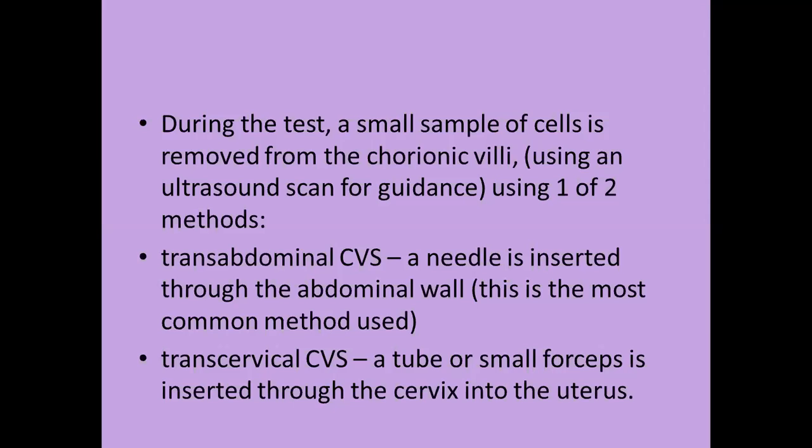They're not getting fluid. So the first way in which they can do this is called transabdominal chorionic villus sampling, where a needle is inserted through the abdominal wall. And this is the most common method used. And it is guided into the chorion, into the chorionic villi of the placenta, and then it just aspirates or sucks out some of the cells there. Or there's a method called a transcervical chorionic villus sample, where a small tube or a small forceps is inserted through the cervix into the uterus, and some cells are aspirated in that way.